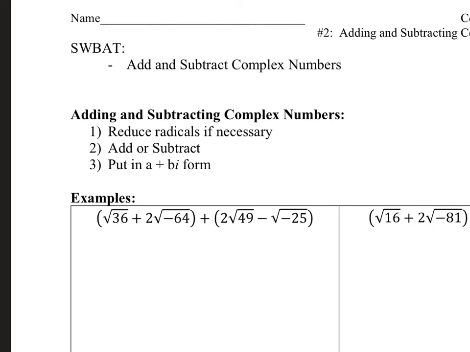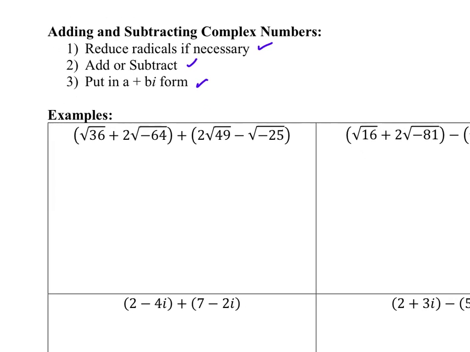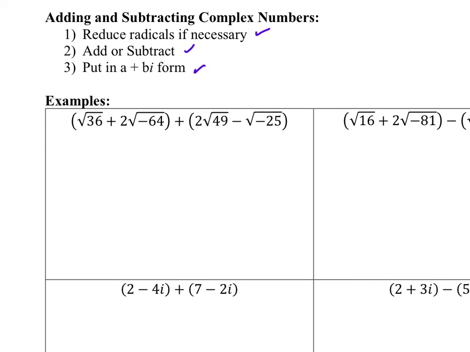All right, today we are learning how to add and subtract complex numbers. First thing, adding and subtracting complex numbers, the procedure is you should reduce the radicals if you can, add or subtract like radicals, and put in a plus bi form. That's the process. So let's do a few of these so you can see how it's done.